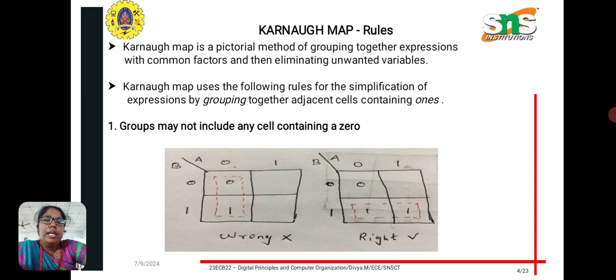A group may not include any cell containing a zero. For example, in the given diagram, we should not group a 0 with a 1. We should group either 0 0 or 1 1. We should group only 1s together, so we should not group 0 and 1.